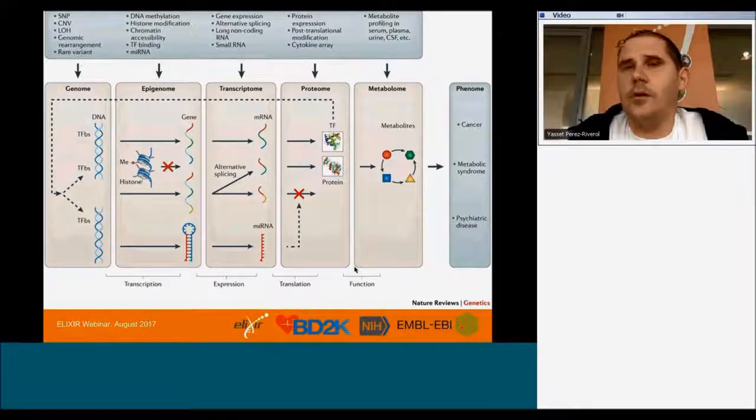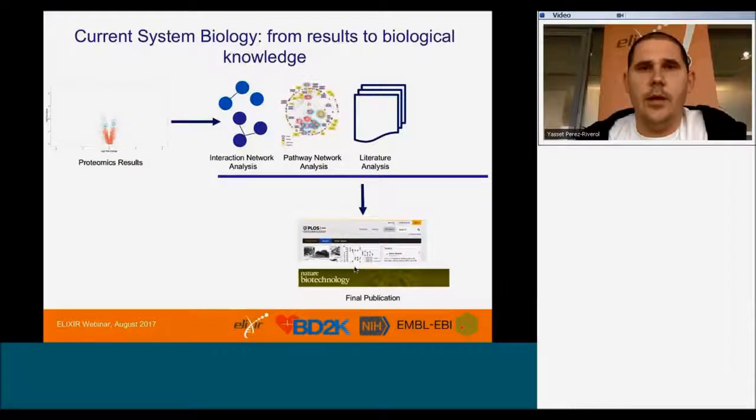And then with all this information, we can infer what's happening at the systems biology level, phenotype level, and we can infer biological knowledge. However, this is extremely complex because most of our laboratories nowadays don't produce all this data. They only produce one specific type of this data.